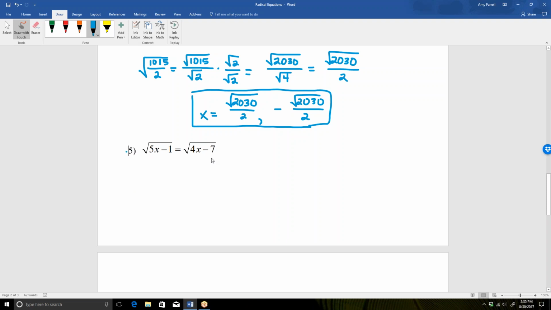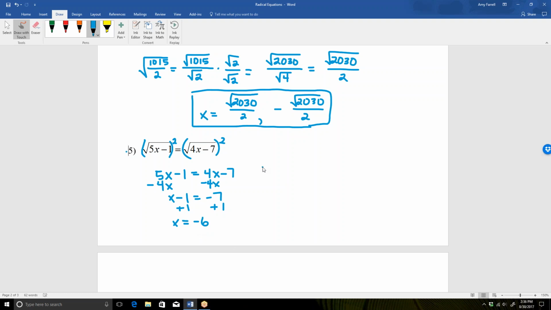Okay, let's look at number 5 here. So number 5, we have square roots on both sides of the equation. So I'm going to start and I'm going to square both sides. And when I square both sides, I just have this equation here. And to solve this equation, I'm first going to subtract 4x from both sides. So I have x minus 1 equals negative 7. Then I'm going to add 1 to both sides. And so I have x equals negative 6.